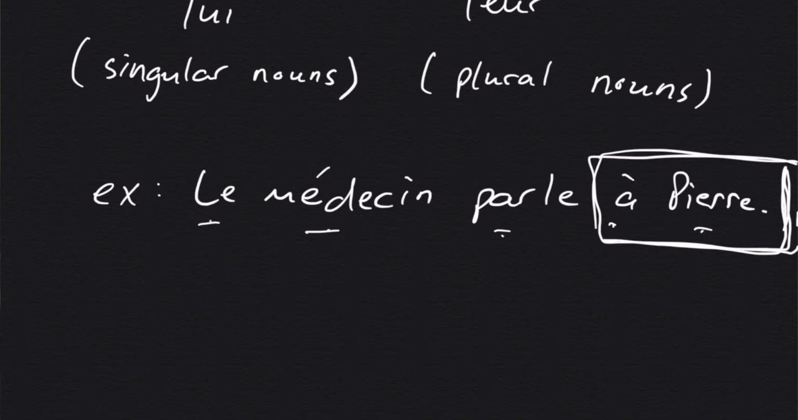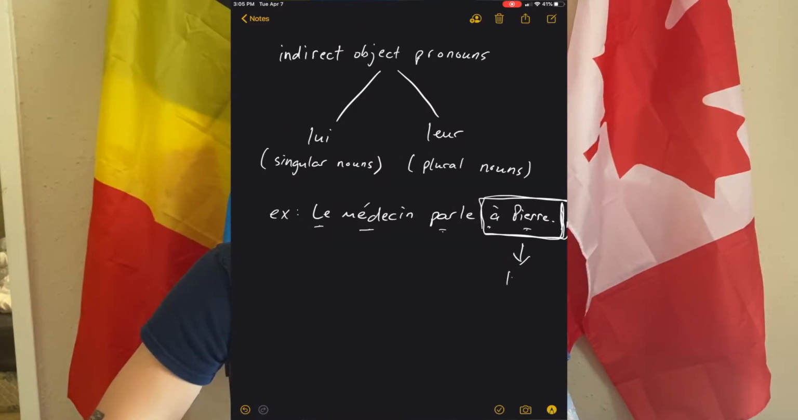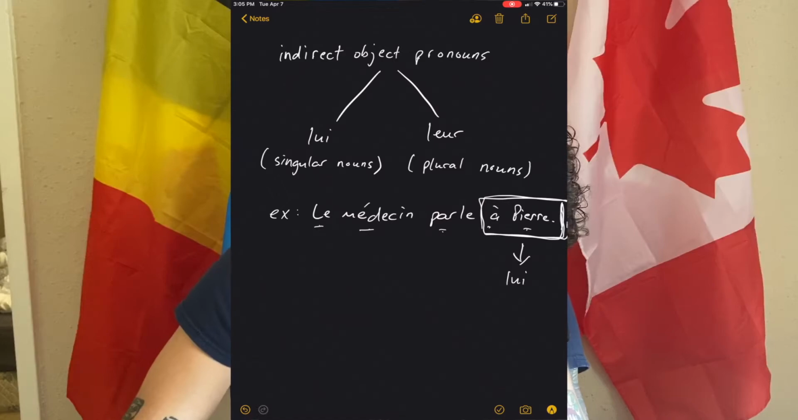So then once I replace "to Pierre" with one of my indirect object pronouns, I have to decide: am I going to use lui or am I going to use leur? Remember, lui is for singular and leur is for plural. So I'm talking about Pierre. Is Pierre singular or plural? Yeah, he's singular, right? It's only one person, one Pierre. So then I would replace Pierre with lui.